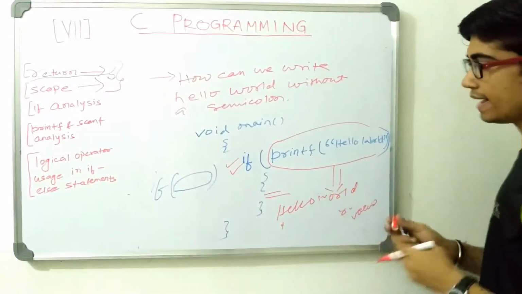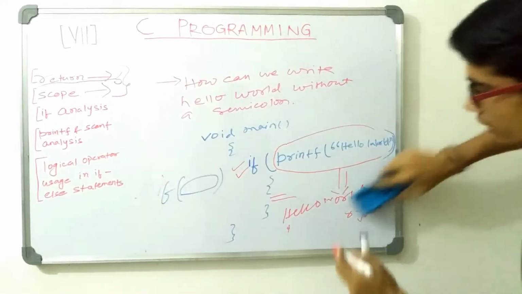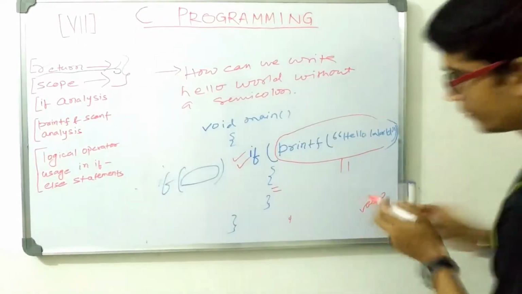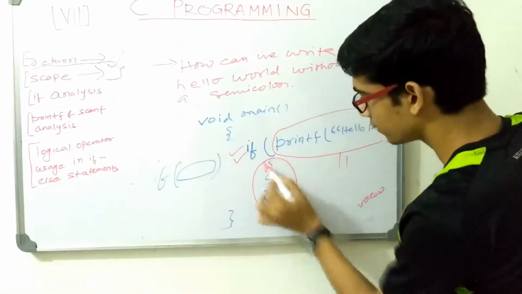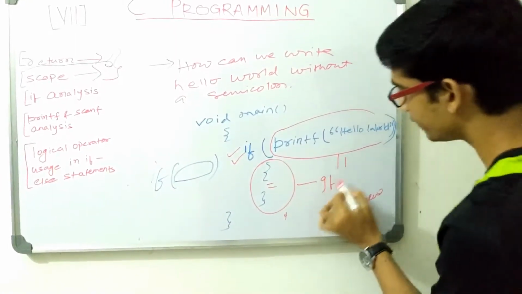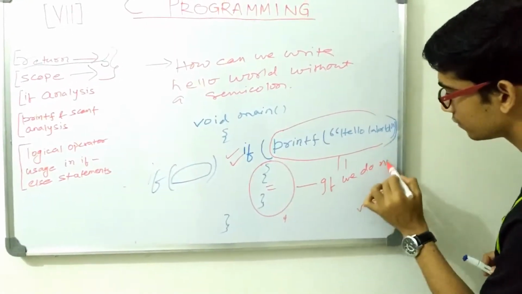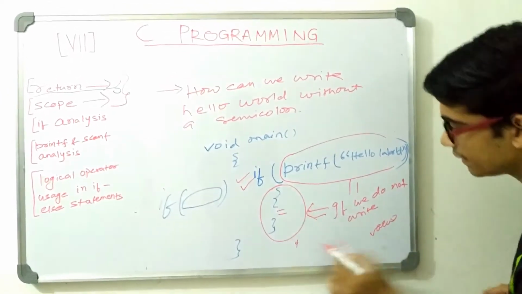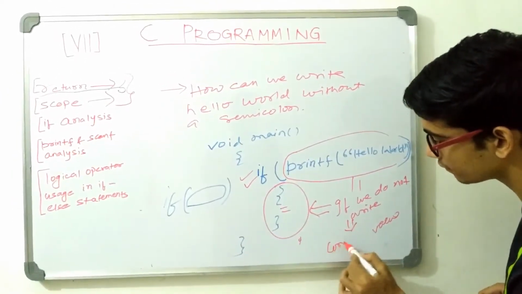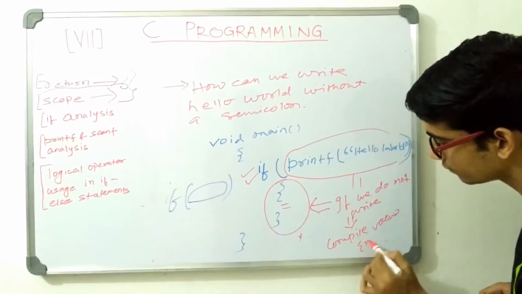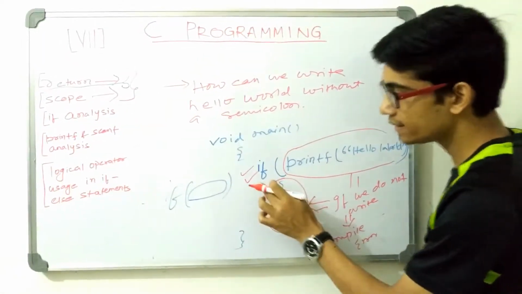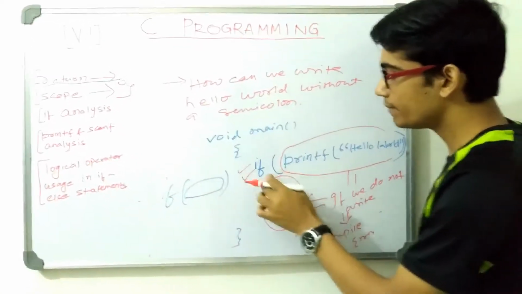You got my point? And see, if we do not write this one, then there will be a compile error. Why will there be a compile error? Because see, this if is true now, and we made this if true.